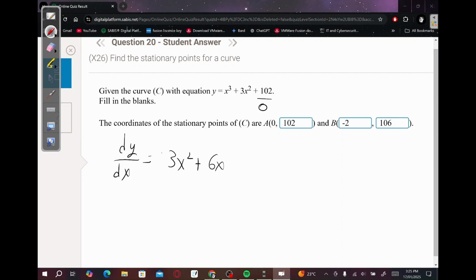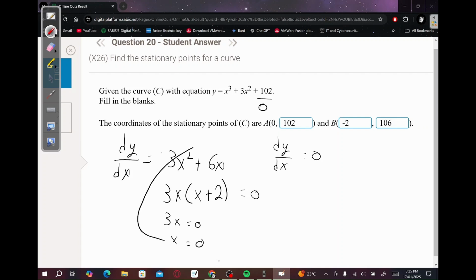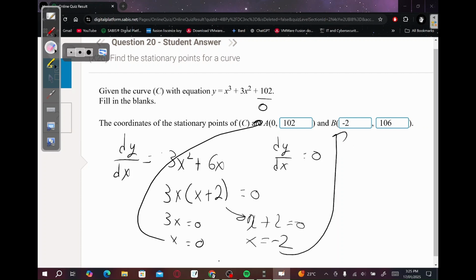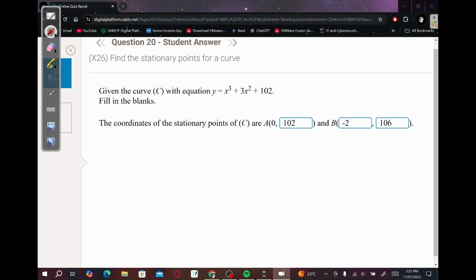Now the stationary points. The stationary points are where dy by dx is equal to 0. So here I would actually recommend you factor. So 3x into x plus 2 is going to equal 0. Okay, perfect. Now we're going to split this up. 3x equals 0, x equals 0, and x plus 2 equals 0, x equals negative 2. So what we have right now is 0 and negative 2. So we're just going to write it down.